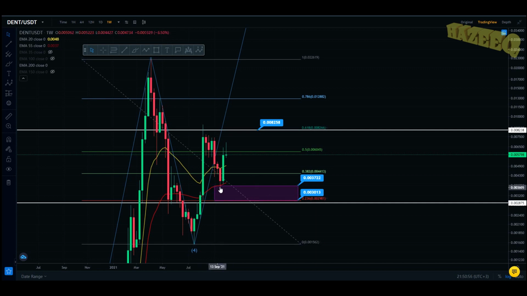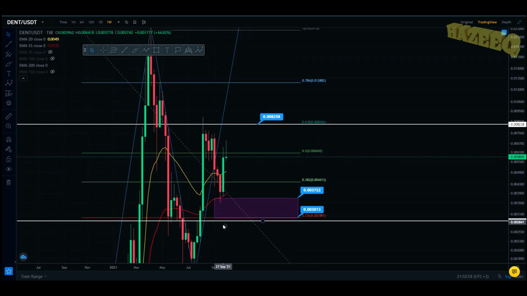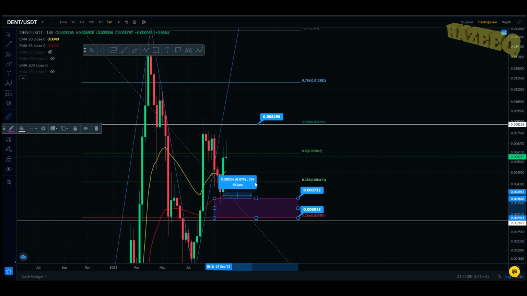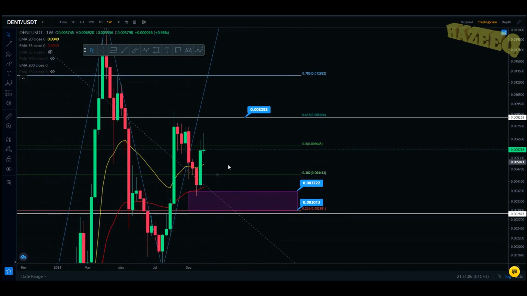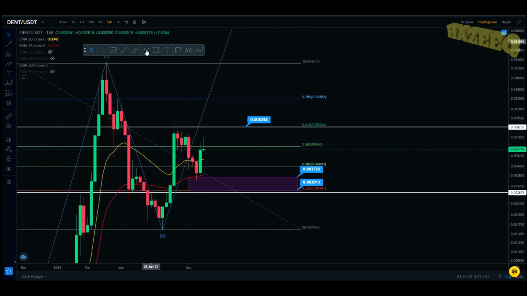0.003013. That's where you should have bought in. That's where I bought in personally. And from there, you're now sitting in profit of pretty much 90%, okay? Almost a 2x. And as you can see now, we're above the 20 EMA. We're looking to break resistance levels.